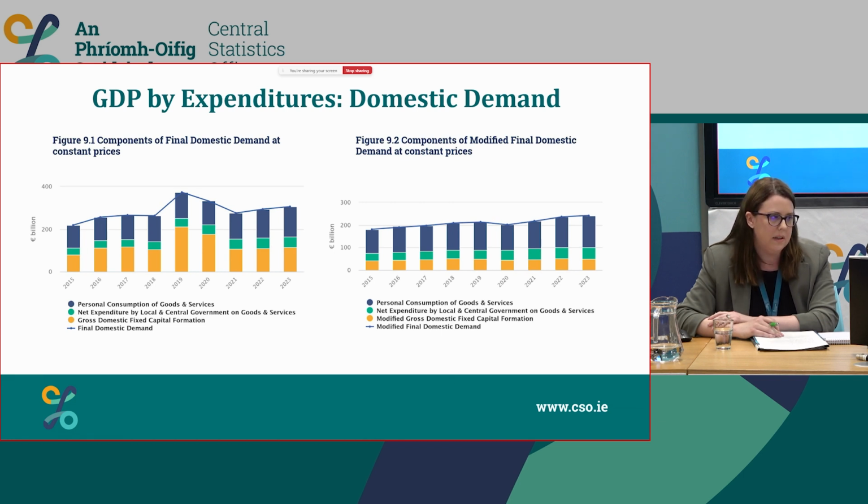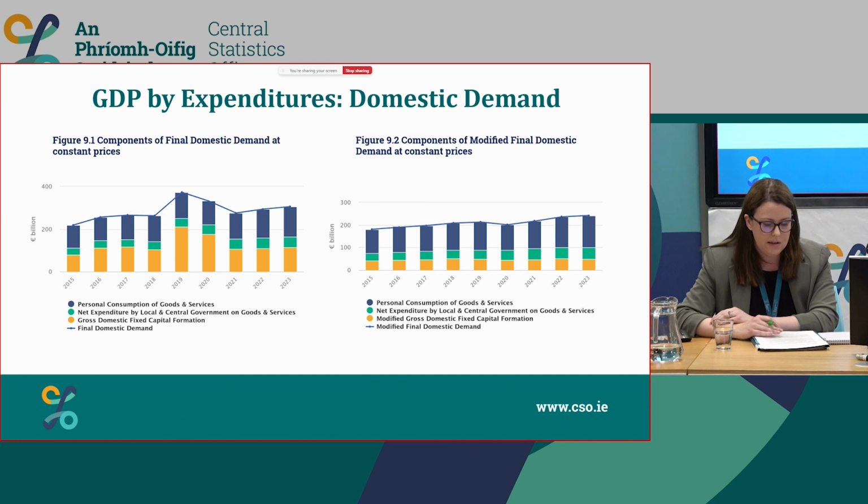Looking at the two figures side by side, the first point to note here is the proportion of capital formation in each of the graphs. In 2023, capital formation accounts for over 37% of final domestic demand. In 2019 and 2020, that figure was well over 50% each year.